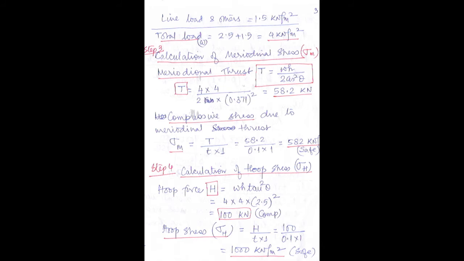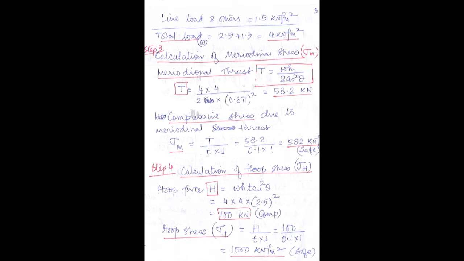Next is step number 4. We have to do the calculation of the hoop stress, that is sigma h. Again, like the last step, we first find the value of hoop force, then we can find the value of stress. So hoop force H is equal to WH tan square theta. W is equal to 4, H is equal to 4, and the tan theta value we know from the first step. I have boxed it. What was the tan theta value? 2.5. So 2.5 squared gives us a value of 100 kilonewton. This force also creates a compressive stress.